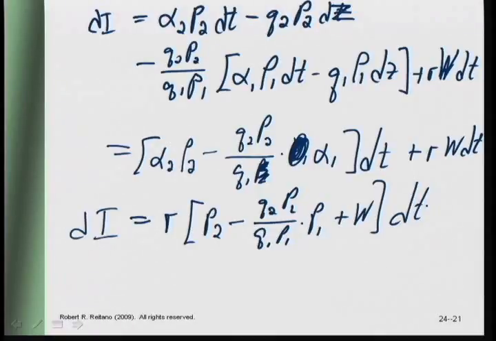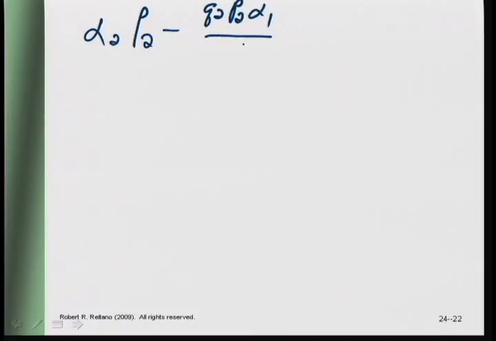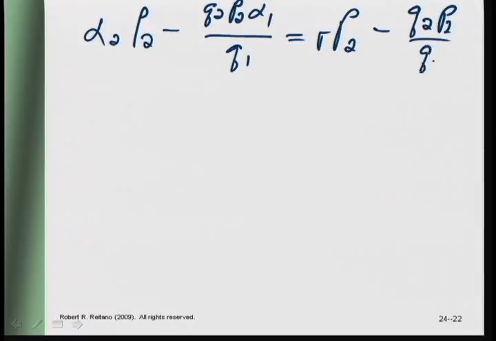We can see right away that the RW dt terms cancel. And we're just going to consolidate the rest. And when we do that, we can also cancel out the dt term. We get alpha 2 P2 minus Q2 P2 alpha 1 divided by Q1 has to be equal to R P2 minus Q2 P2 over Q1 times R.